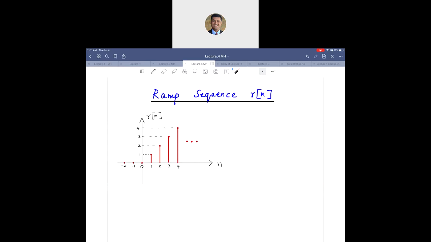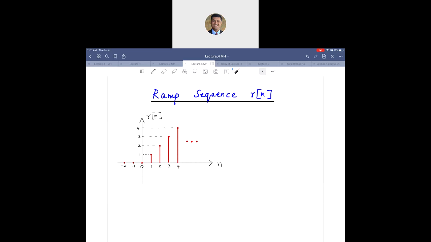Let's talk about the ramp sequence. Ramp sequence, similar to the unit step sequence, is 0 for time less than 0. And it is going to be 1 for 1, 2 for 2, and so on. So it is 0 for all the time that is 0 and negative. It is going to be 1, 2, 3, 4, and so on for times 1, 2, 3, 4, linearly increasing as time increases. So that's your R of n, the ramp sequence.